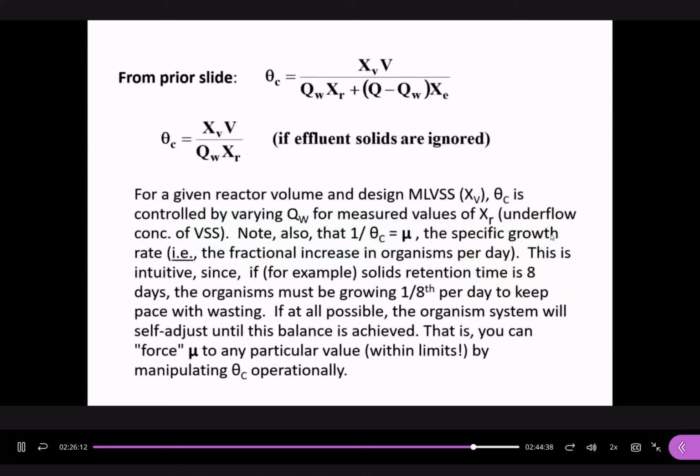All right, we have another concept or definition. This is our definition of theta C, right? XE, the effluent concentration, is generally very small. We have very few cells. When we neglect this term, for a given reactor volume and design XV, theta C is controlled by varying QW. So what do we do? We change the volume of the waste stream. How much you waste changes theta C. So QW is a very convenient parameter for us to control in wastewater treatment.